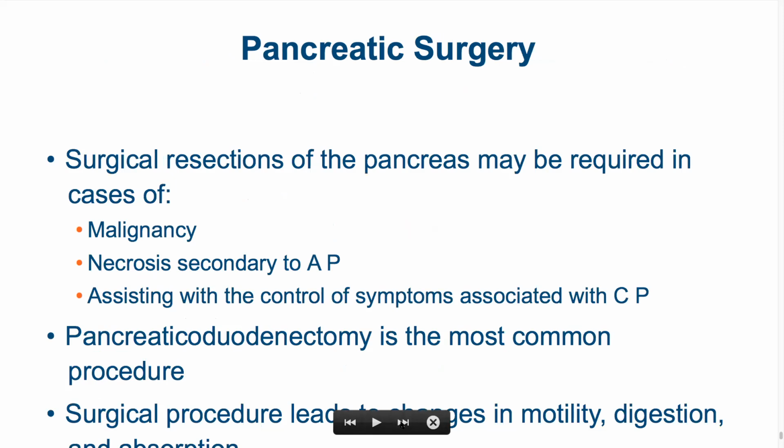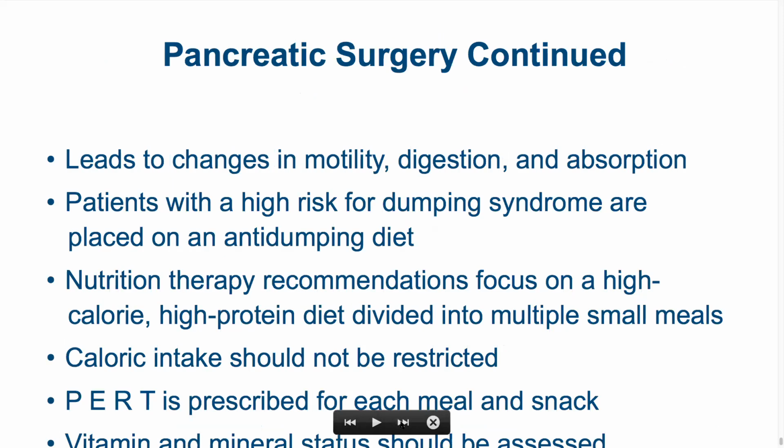Pancreatic surgery. Surgical resection of the pancreas may be required in the case of malignancy, necrosis secondary to acute pancreatitis, or assisting with the control of symptoms associated with chronic pancreatitis. It leads to changes in motility, digestion, and absorption. Patients with a high risk of dumping syndrome are placed on the anti-dumping diet. Nutrition therapy recommendations focus on a high-calorie, high-protein diet divided into multiple small meals. Caloric intake should not be restricted.